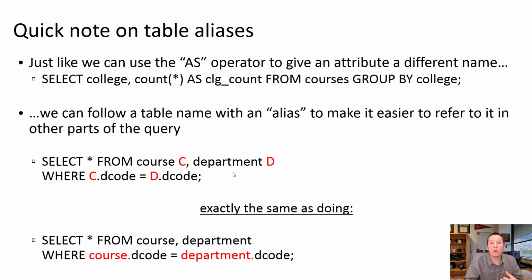However, as we will see in an upcoming video, when we're doing queries on recursive relationships where a table is in a relationship with itself, it's actually required that we use these aliases to specify which instance of the table we are interested in. So we'll see an example of that shortly.